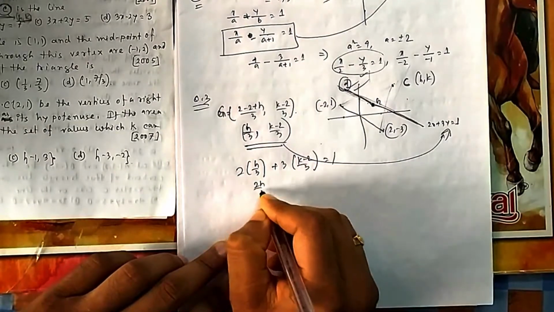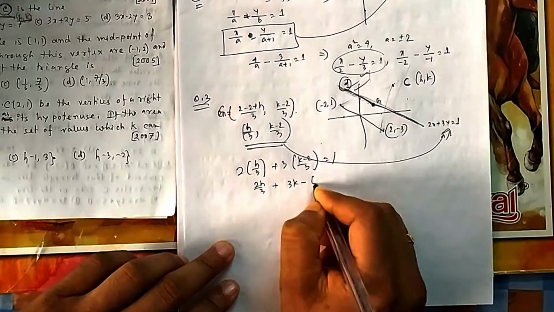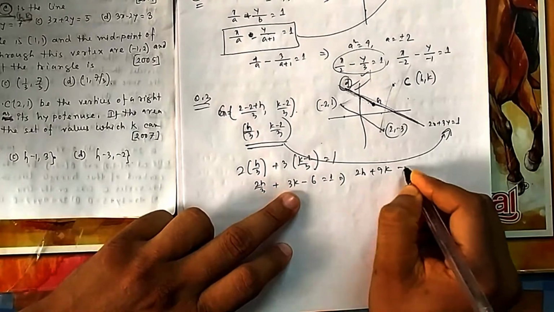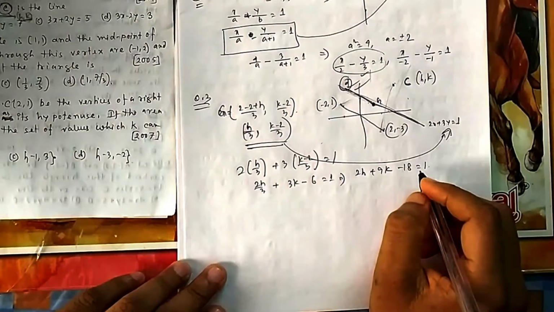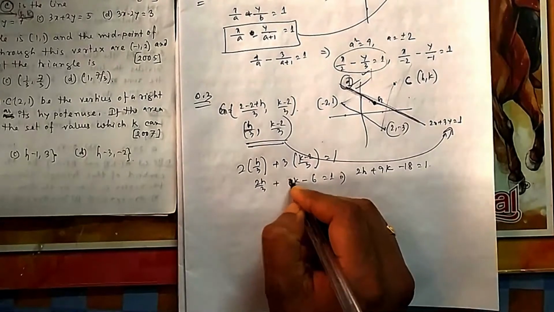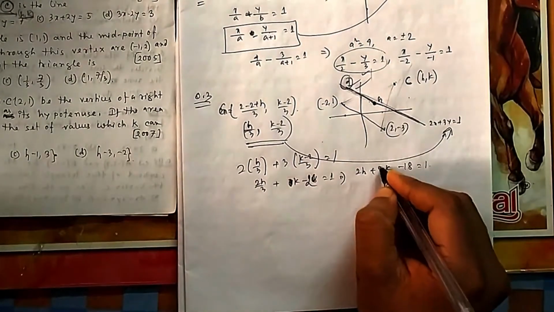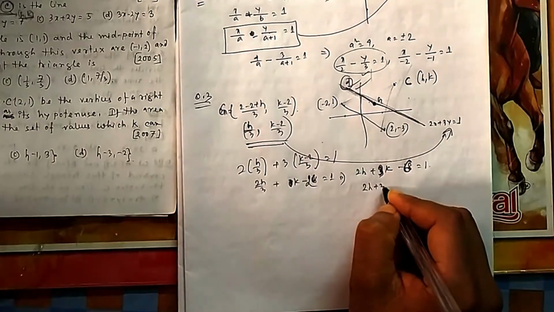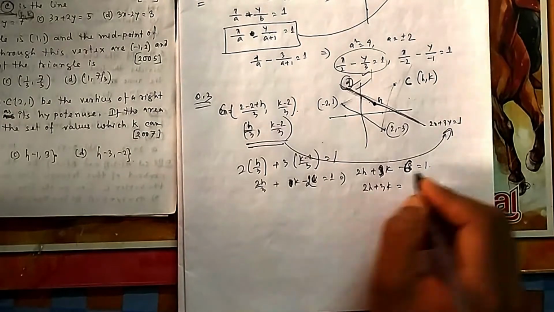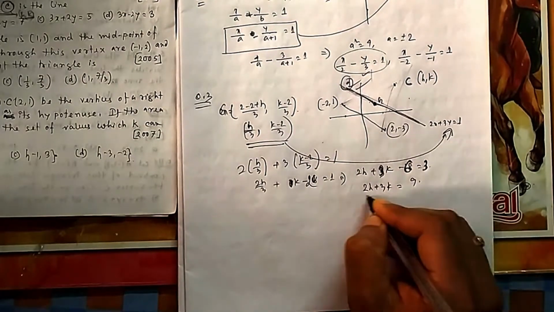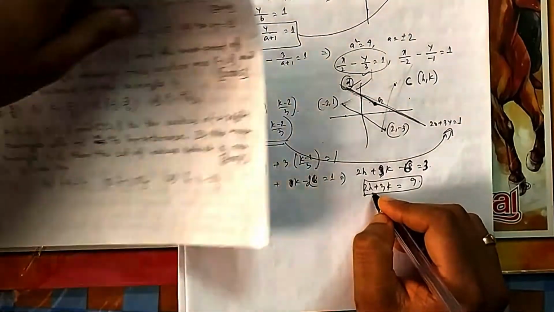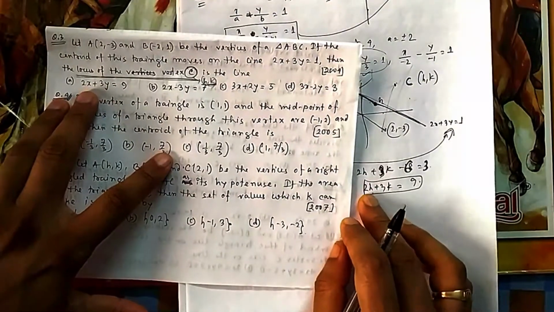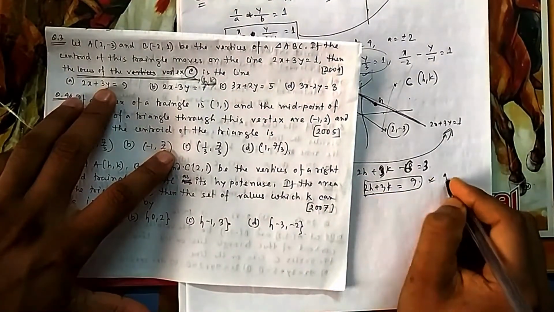If you do this, it will be 2h by 3, the 3 cancels, 3k minus 6 is equal to 1. If you take the LCM, it is 9k minus 18 plus 1. So your answer will be, 3 gets cancelled, it is k minus 2. If you take the LCM, it will be 3k minus 6. So it will be 2h plus 3k is equal to 3, so is equal to 9. Ultimately you replace h, k by x and y, or no need to replace also because they are not seeing the steps. So 2x plus 3y is equal to 9. So this is your option.